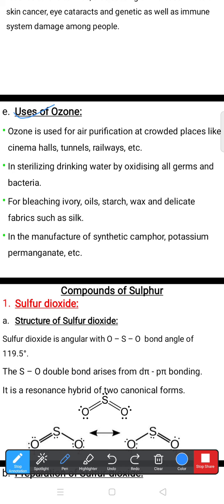The second point I want to discuss is sterilizing drinking water by oxidizing all the germs and bacteria. It is also used for bleaching ivory, oils, starch, wax, and delicate fabrics such as silk, as well as in the manufacture of synthetic camphor, potassium permanganate, etc.